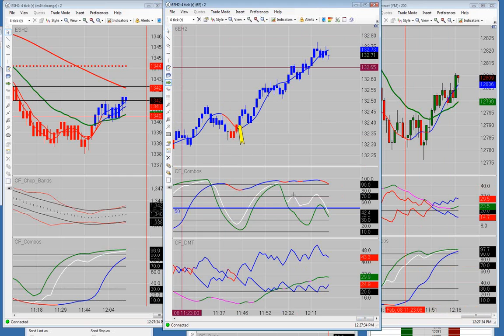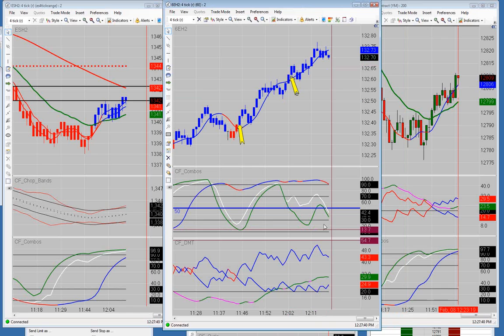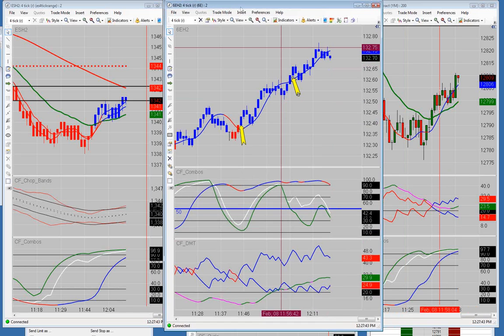There was just another one right in here. There was divergence right here. The close up above would have been right there. Your risk would have to be below here. And that one is actually still going, though I would have been out of it by now.